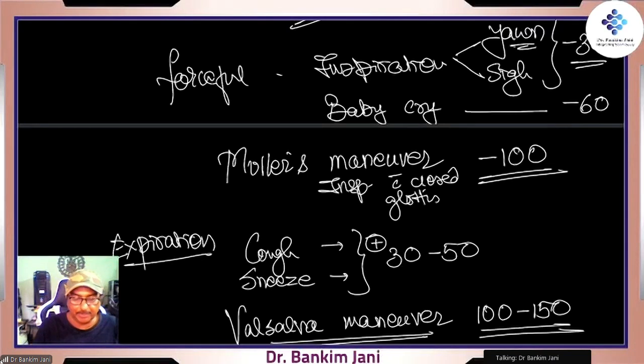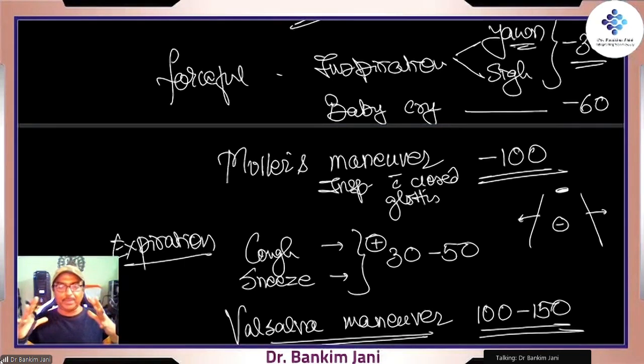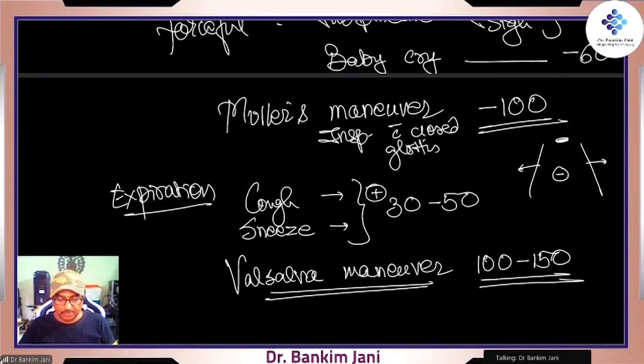All these things will be important from the clinical aspect, from medicine. So right now, you just have to remember that Muller's maneuver is inspiration, but your glottis is closed. So the chest is getting expanded because you are trying to do inspiration, but not letting the air go. So obviously, this will be more negative pressure, because it is expanding, but nothing is going in, so it becomes negative.